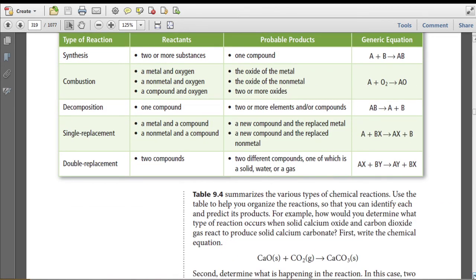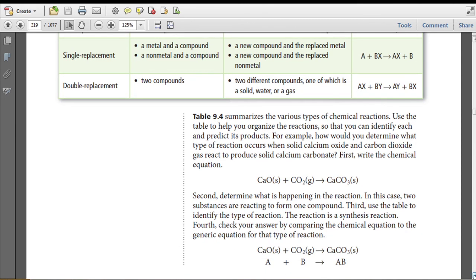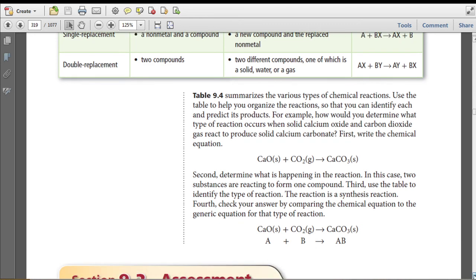Table 9.4 summarizes the various types of chemical reactions. Use the table to help you organize the reactions so that you can identify each and predict its products. For example, how would you determine the type of reaction that occurs when solid calcium oxide and carbon dioxide gas react to produce solid calcium carbonate? First, write the chemical equation. CaO plus CO2 yields CaCO3.